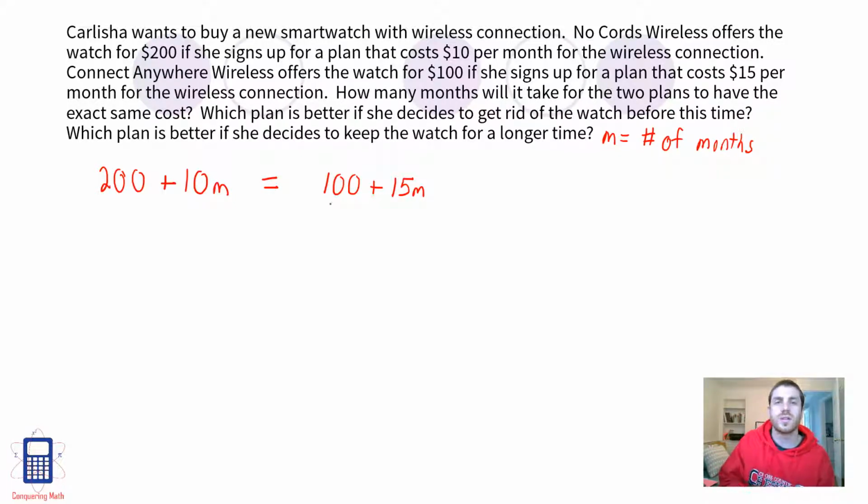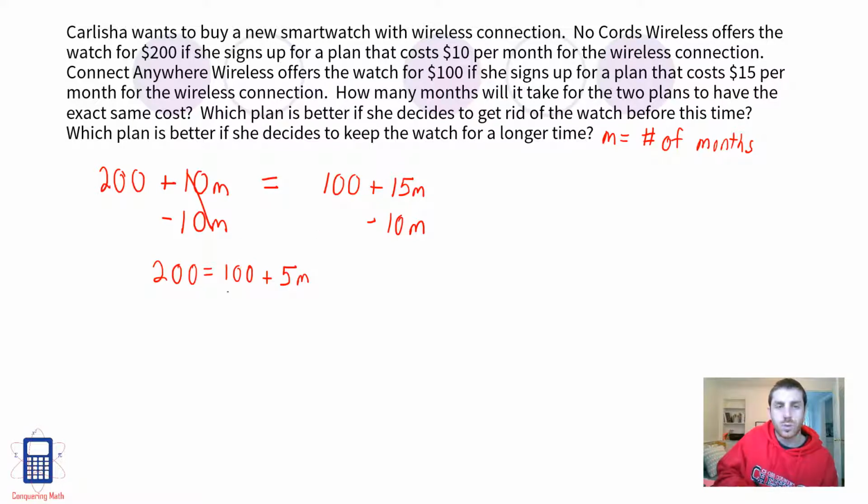So now we have to get the variable terms on one side and the constant terms on the other side. A lot of times we like to have the variable on the left, but if I do that, I'm going to end up with negative numbers, and that's fine. It's not the end of the world, but it's a little more work. So instead, I'll move this over. Instead of plus 10m, I'll subtract 10m from both sides. These cancel out, and that leaves me with 200 equals 100 plus 15m minus 10m, which is 5m.